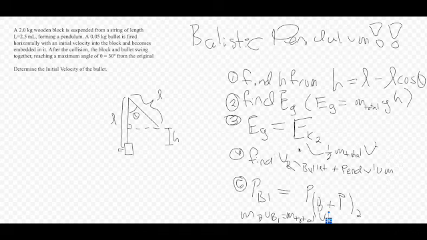Then we can find the V2 of the bullet plus the pendulum, because down here they're moving together. So from EK2, which is 1/2 mass total times V total because they're together, we can isolate V from this to find the velocity of the bullet plus the pendulum.